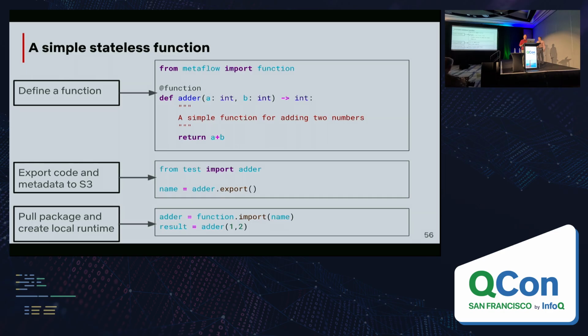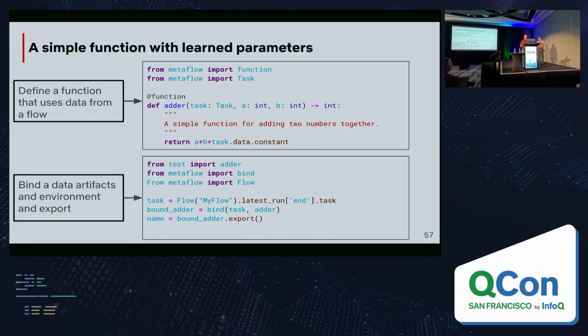And that function is actually running in its own subprocess, which encapsulates the environment and all of the other properties that Romain had mentioned in the previous slides. Now, what about more complicated scenarios? Don't we want to take things that were trained from Metaflow?